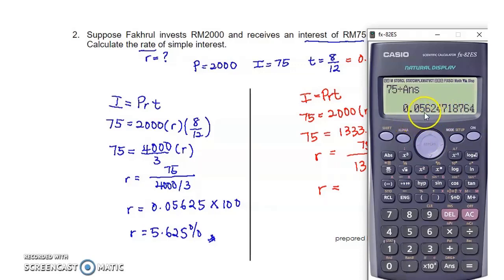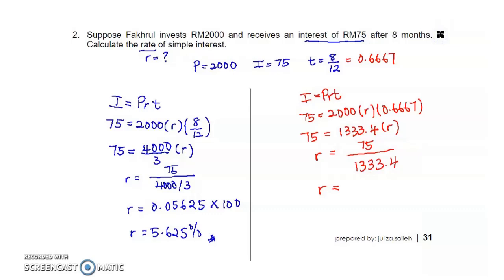So 0.0562. Normally R we express in percentage, multiply by 100. So in this case, you will get R equal to 5.62%. So this way is also acceptable.